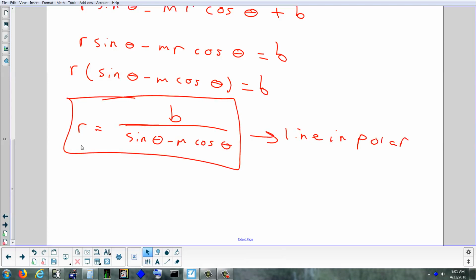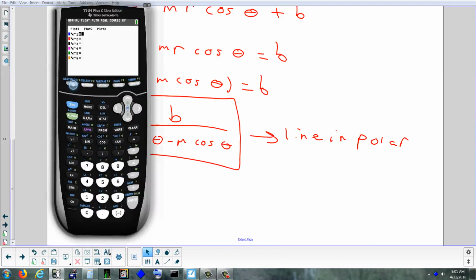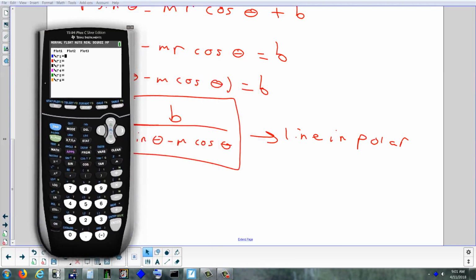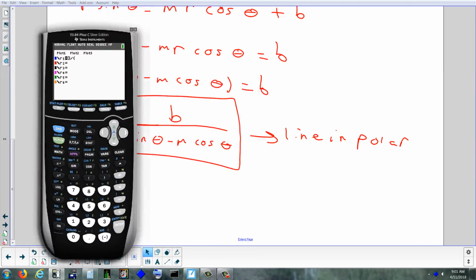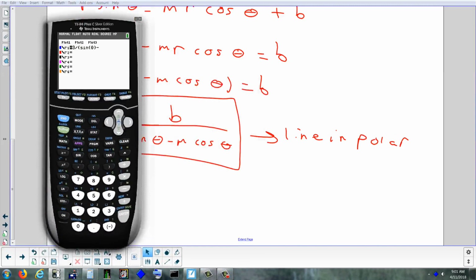So let's say you wanted to graph a line with a y-intercept of, I don't know, 3 and a slope of 2. Just fill in 3 and 2 for m and b, just like you would with y equals mx plus b. So let's try it. So I get r equals 3 divided by sine theta, close parenthesis, minus 2 cosine theta.